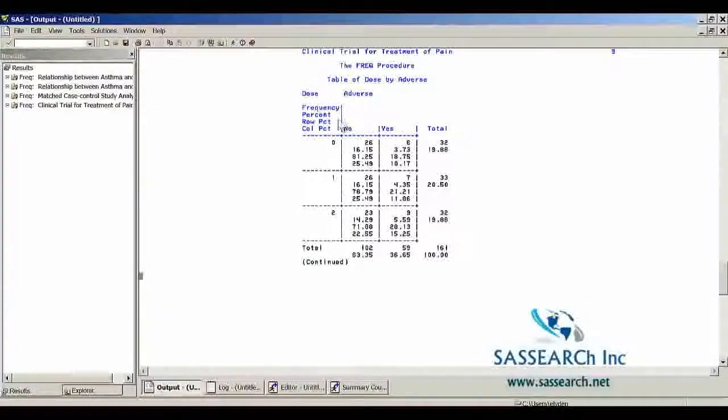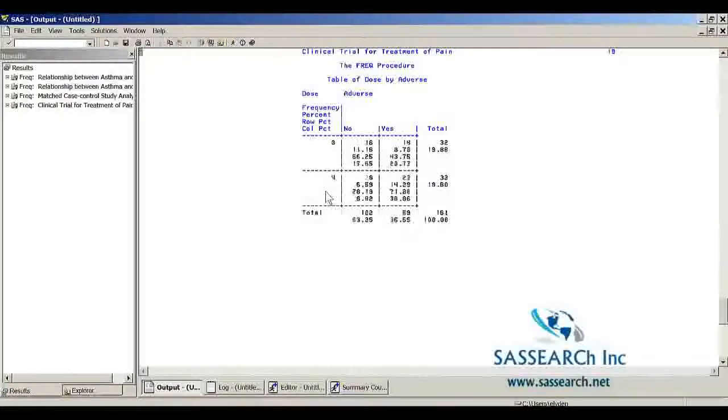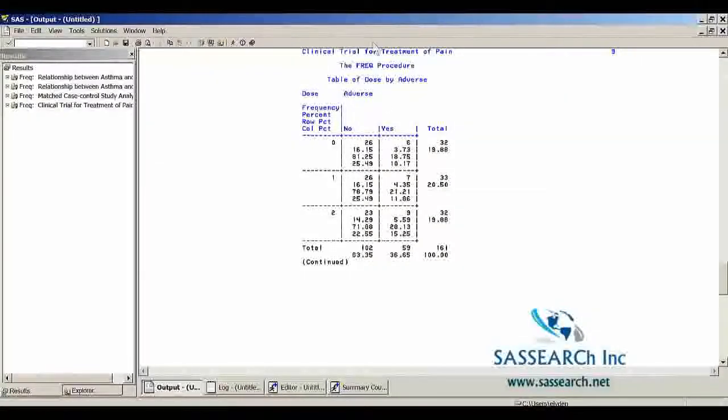So here, if we look at our output, we see our different dose levels going from 0, 1, 2, 3, 4, and whether or not the subject experienced an adverse reaction based on the dose level that they were given. And I want to point out that you should focus on the row percentages. So here, at dose level equals 0, only 18.75% of the subjects had an adverse reaction. So 6 out of the 32 subjects at dose level 0 had an adverse reaction.